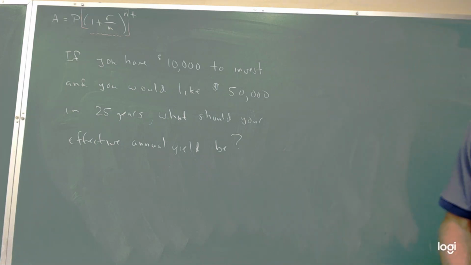Okay, we'll give everybody a chance to chew on this for a little bit, but think about what you know and what you're looking for. So what numbers you're going to plug in and what are you going to try to solve for. You have $10,000 to invest and you'd like $50,000 in 25 years. What should your effective annual yield be? So you're going to have to look for an investment that can give you this kind of return.